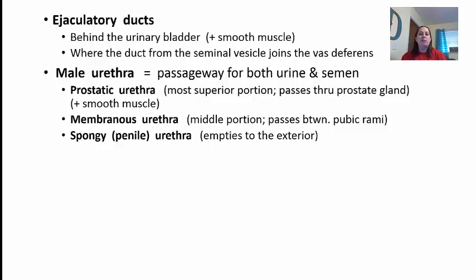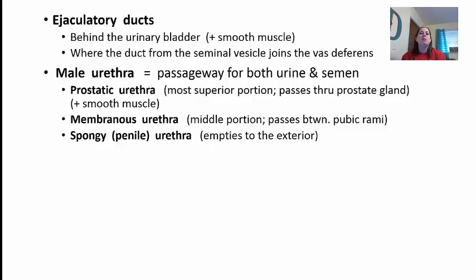It has 3 components to it. It has the prostatic urethra. This is the most superior portion, and it passes through the prostate gland. Guys, the prostate gland is kind of donut shaped, okay? And so we actually see the urethra is going to pass through there. This is why individuals who have prostate problems and swelling of the prostate, it kinks the urethra and gives them a hard time with urination.